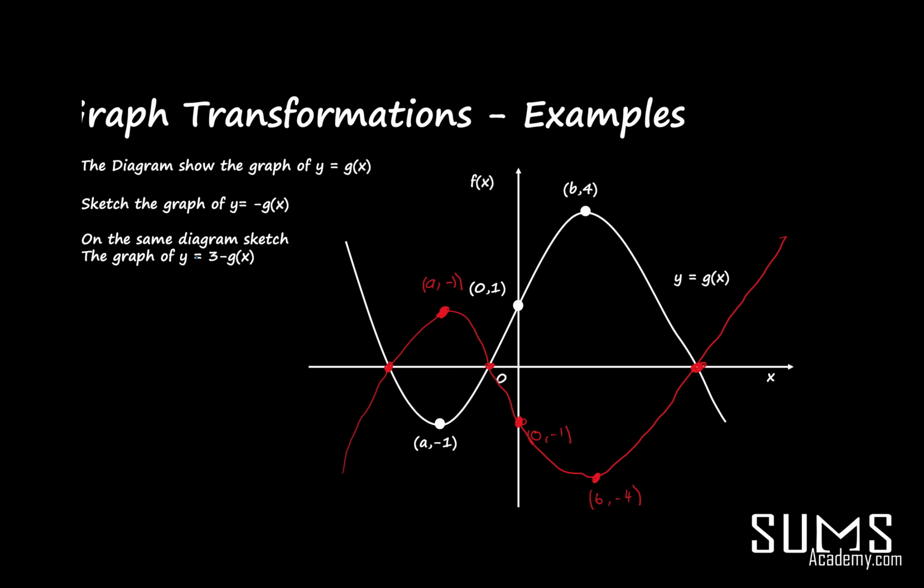So on the same diagram, sketch the graph of y equals 3 minus g of x. Okay, so what's happened now is we've got this 3 term. So you could rewrite this as saying y is equal to minus g of x, which we've just worked out, plus 3, because you can move this 3 over there, and this becomes plus 3. This means exactly the same thing. So what this really means is, okay, we're still thinking about the y coordinates here, because there's nothing affecting inside this bracket. So what's going to happen is we're going to add 3 to every y coordinate.